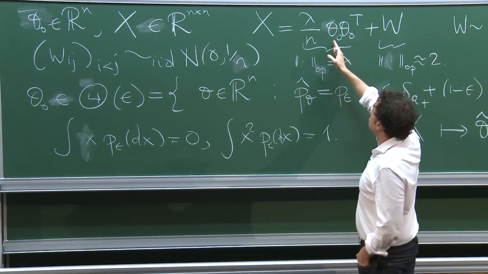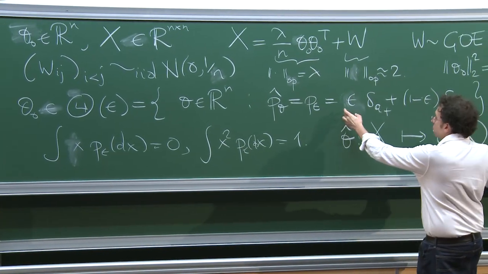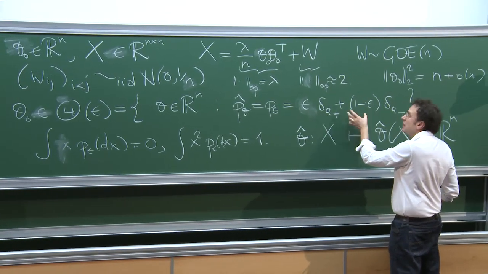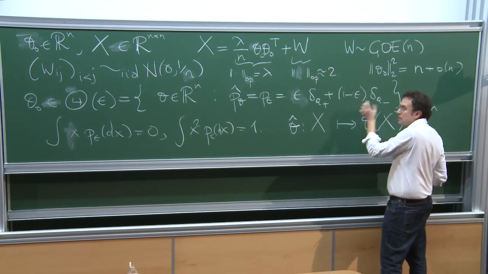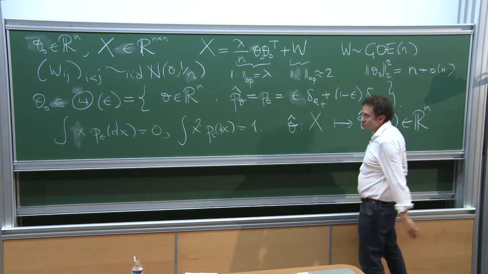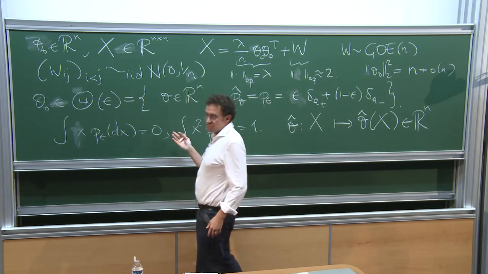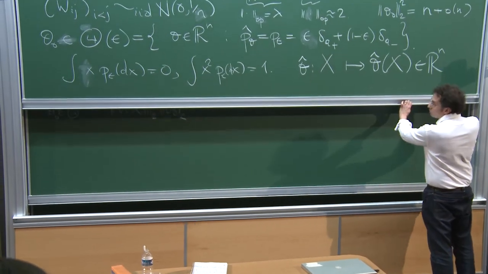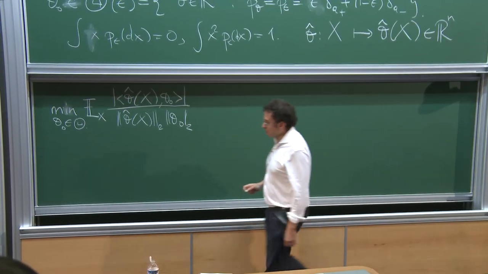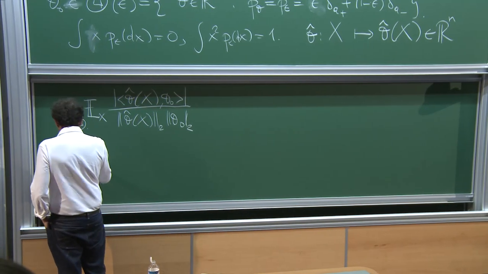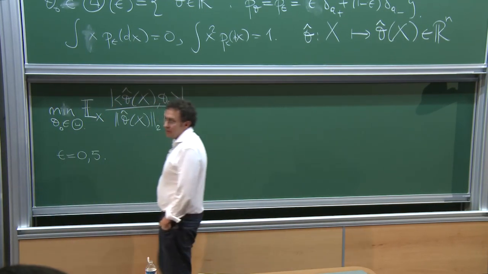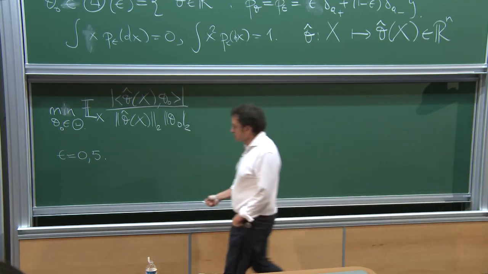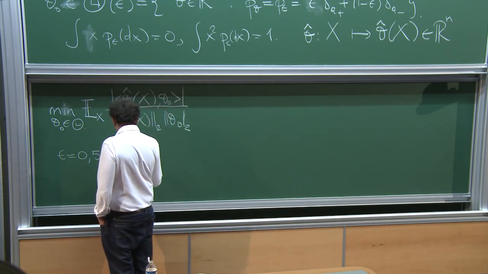Again, there is an unknown vector theta 0. This has an empirical distribution that is this one: n times epsilon entries that are equal to a plus, and n times 1 minus epsilon that are equal to a minus. These a plus and a minus are two special coefficients, a function of epsilon, set in such a way that the mean is 0 and the variance 1. One special case that I will look at in particular is epsilon equals 0.5. It's the case in which half of the entries are plus 1 and half are minus 1. This is sometimes called Z2 synchronization.